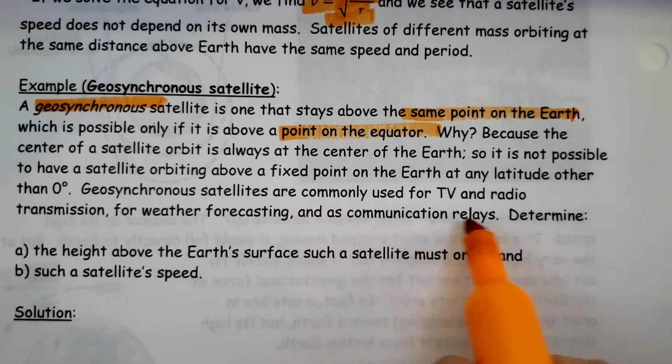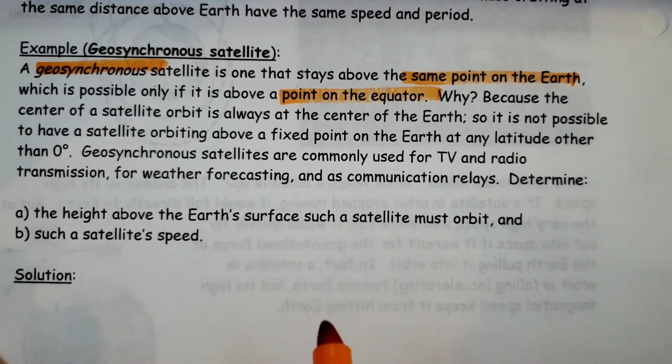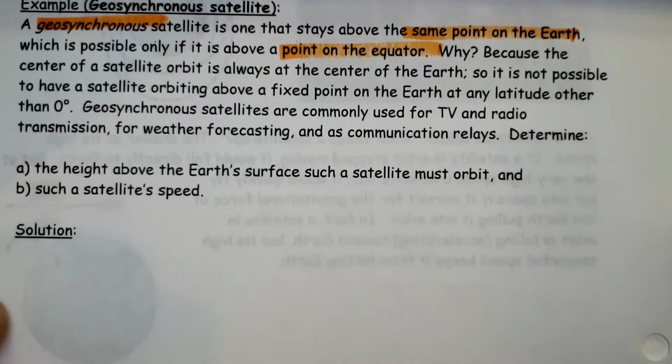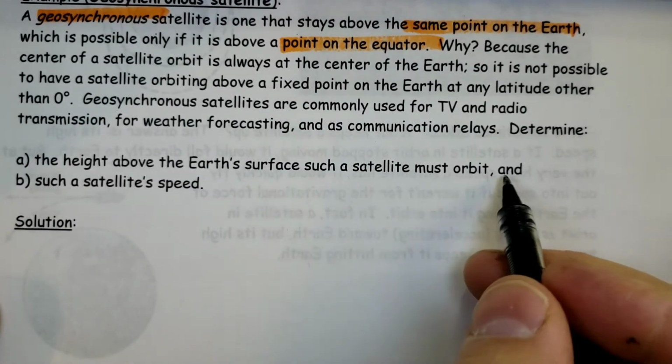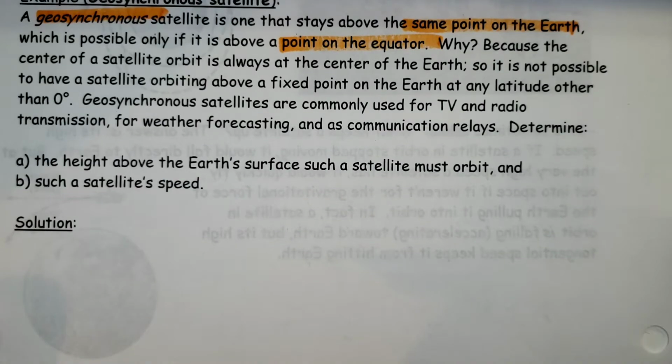Geosynchronous satellites are commonly used for TV and radio transmission, for weather forecasting, and as communication relays. So let's look at a question here. The height above the Earth's surface such a satellite must orbit, and then what speed it would have to have.